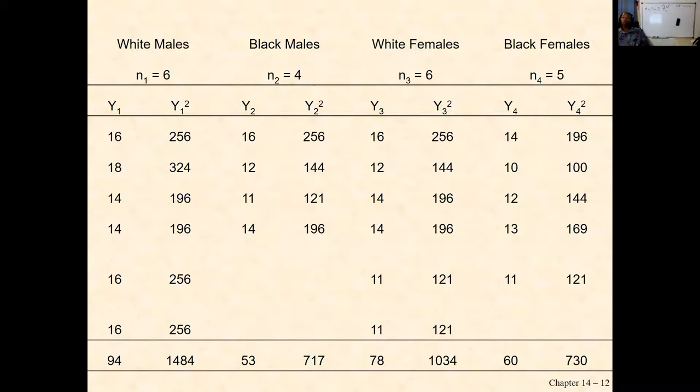Yes. Okay, good. Now all I do is sum all these squared scores up. They've already been summed up to 1,484, 717, 1,034, 730. But now they need to all be summed together. So why don't y'all go ahead and add those numbers together? Add all the squared scores up together and then tell me what number should be here.